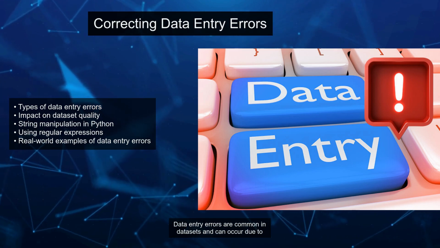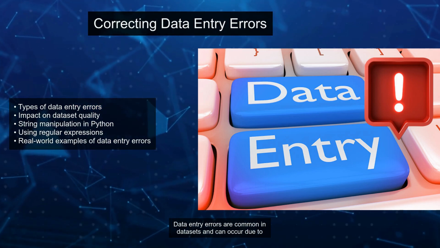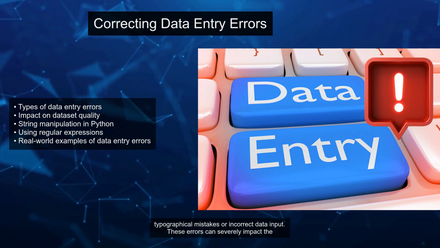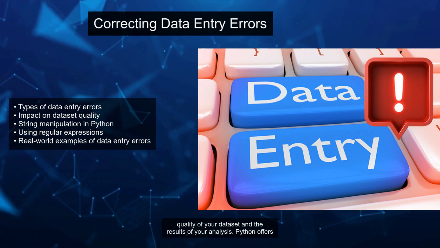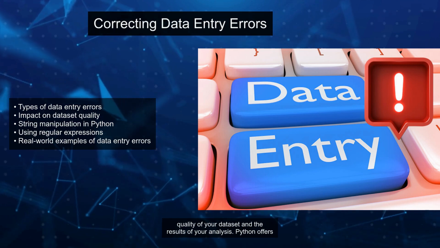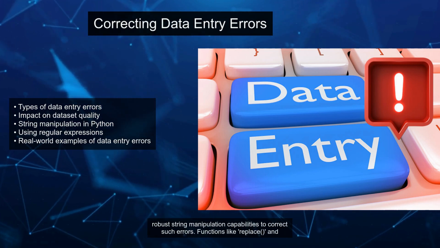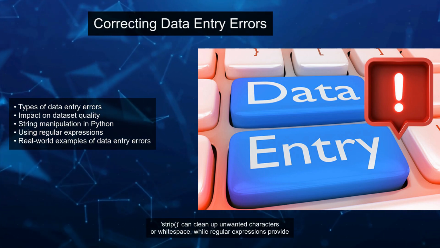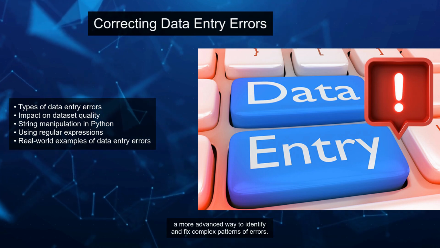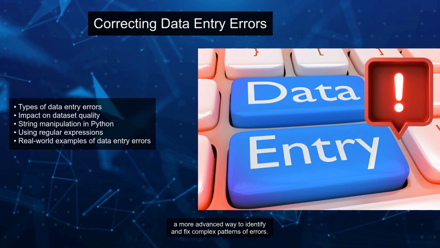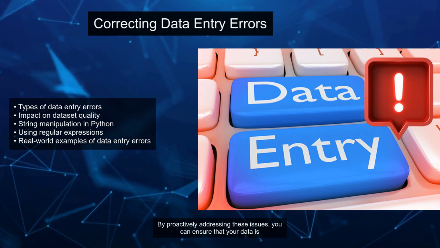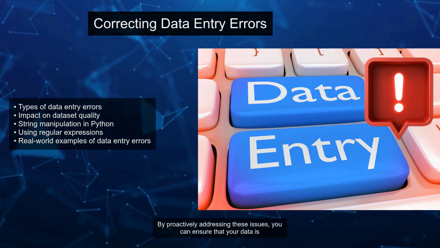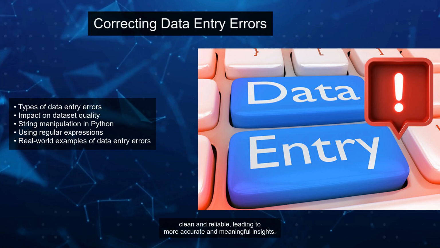Data entry errors are common in datasets and can occur due to typographical mistakes or incorrect data input. These errors can severely impact the quality of your dataset and the results of your analysis. Python offers robust string manipulation capabilities to correct such errors. Functions like replace and strip can clean up unwanted characters or whitespace, while regular expressions provide a more advanced way to identify and fix complex patterns of errors. By proactively addressing these issues, you can ensure that your data is clean and reliable, leading to more accurate and meaningful insights.